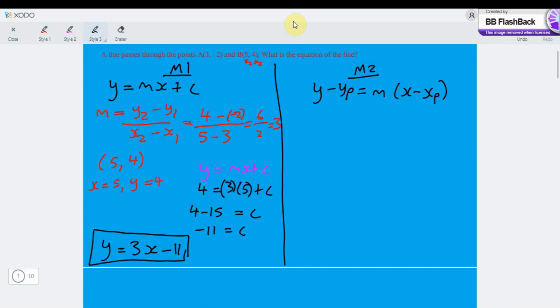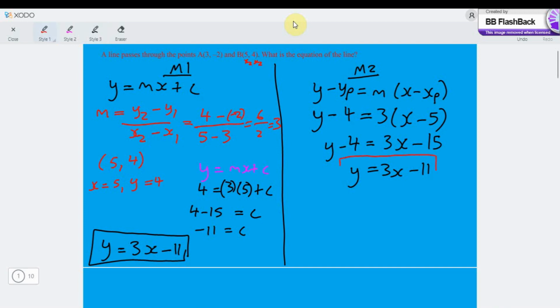Method 2 now is using that same point. You say y minus the y value at the point, 4, equals the gradient 3 in brackets, x minus the x value at the point, 5. Y minus 4 is equal to, expanding the bracket, 3x minus 3 times 5 is 15. Add 4 to both sides, y is 3x, add 4 and add 4, that's minus 11.